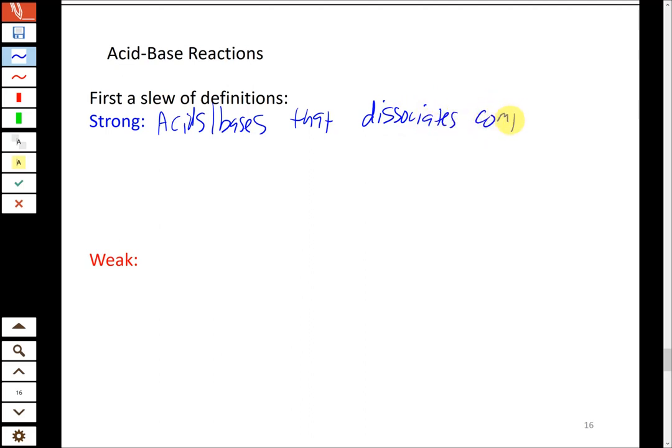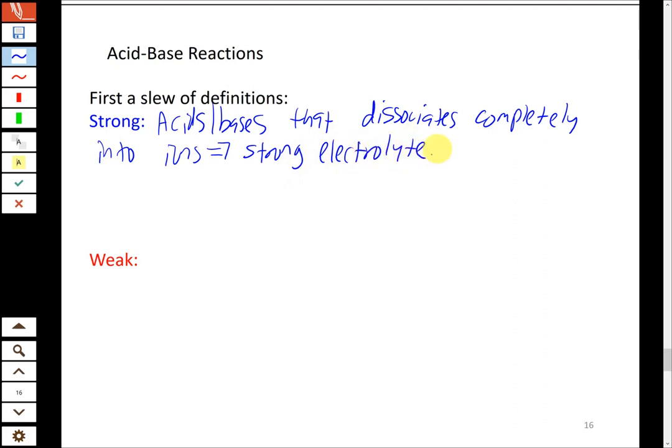So when we dissolve a strong acid or a strong base in water, it completely separates into the ions that make it up. And so as a result, we would classify these as strong electrolyte solutions using the terminology we learned at the beginning of this chapter last week. All right, so strong acids and strong bases form strong electrolyte solutions. They completely break up into their ions.